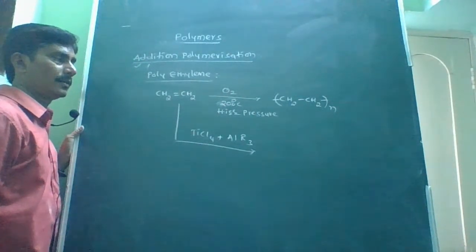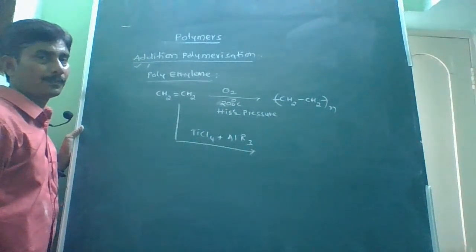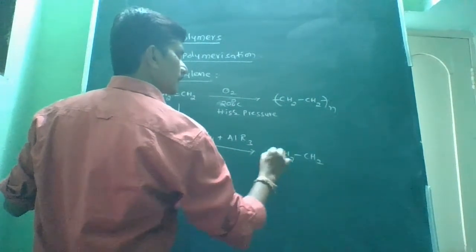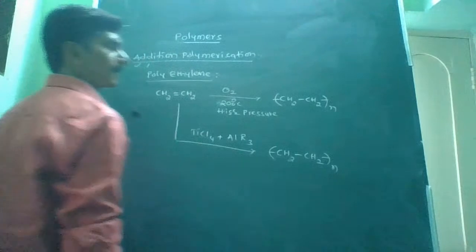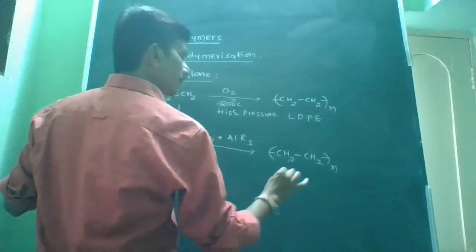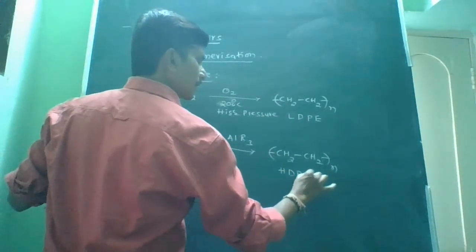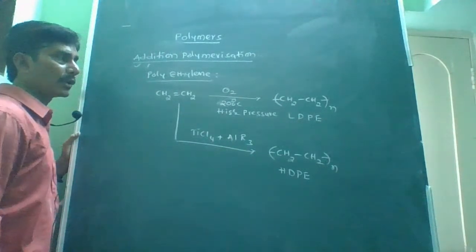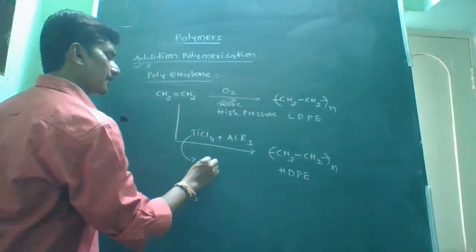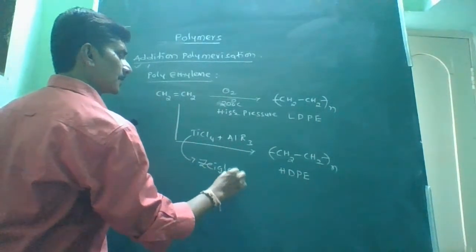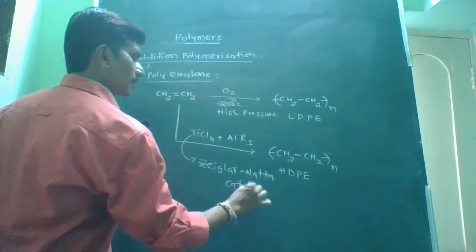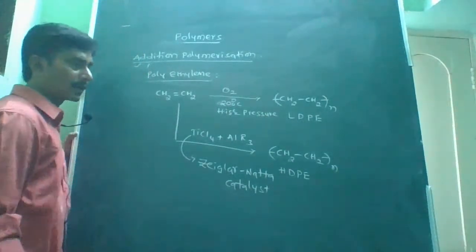With titanium tetrachloride and trialkyl aluminium, ethylene can also polymerize, which is known as LDPE, and the other is known as HDPE, high density polyethylene, versus low density polyethylene. This catalyst is known as the Ziegler-Natta catalyst.